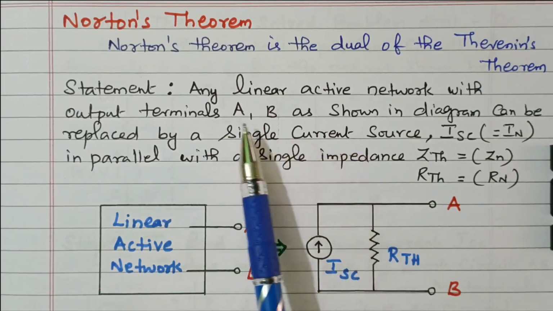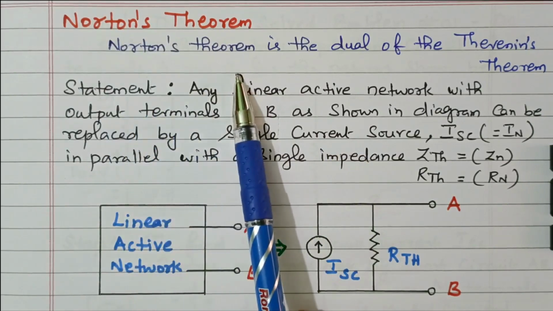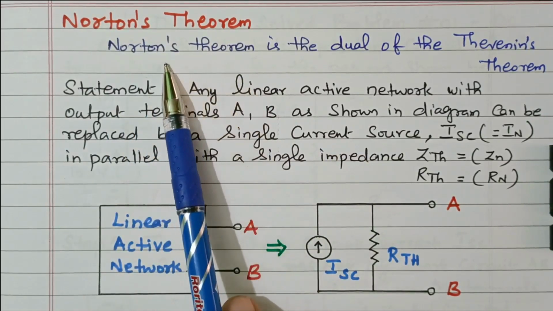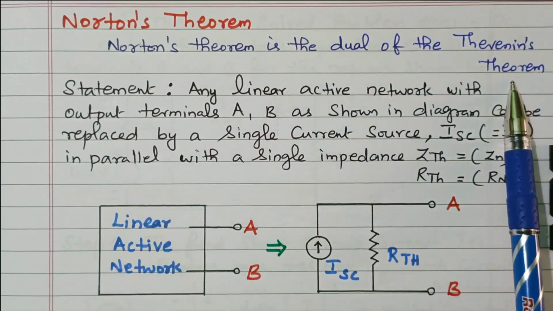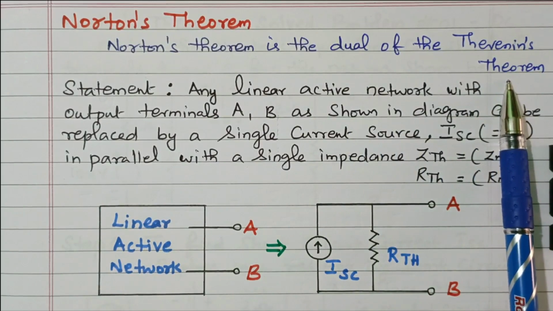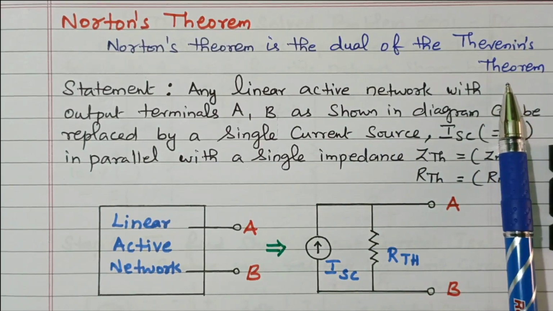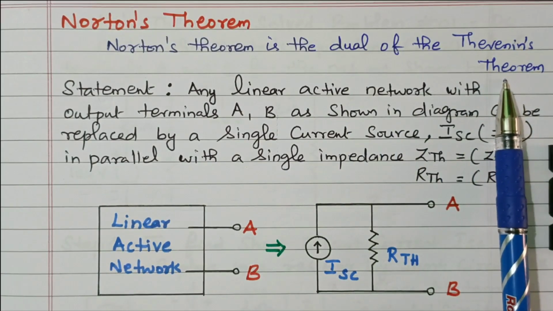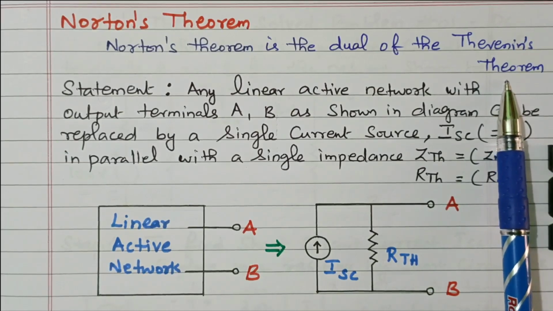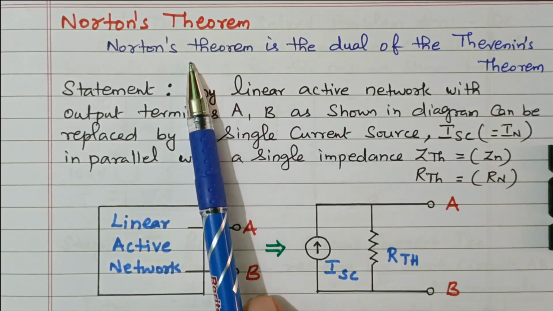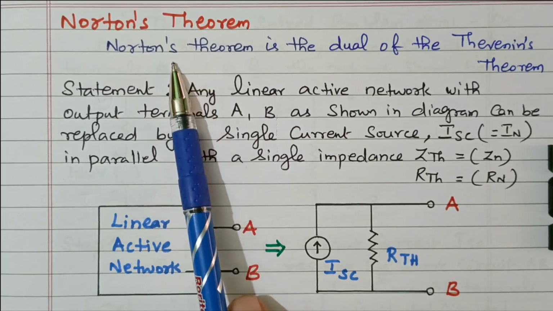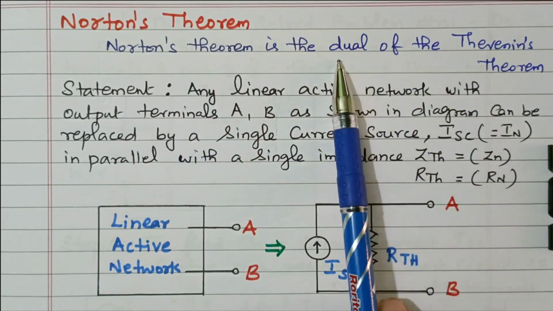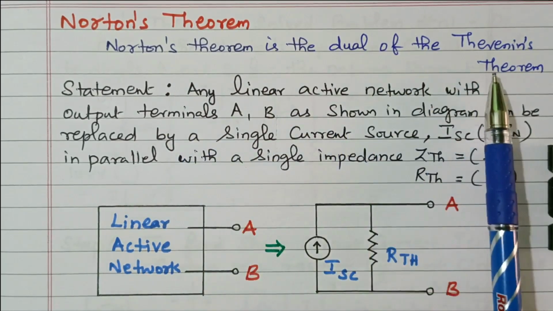Now we'll go to the topic. Norton's theorem is one of the theorems available in circuit theory. Norton's theorem is the dual of Thevenin's theorem. The Thevenin's theorem and problems are available in separate videos. In Thevenin's theorem, the Thevenin equivalent circuit is a voltage source connected in series with the Thevenin resistance. In Norton's theorem, the current source is connected in parallel with the Thevenin resistance. That's why Norton's theorem and Thevenin's theorem are called duals.